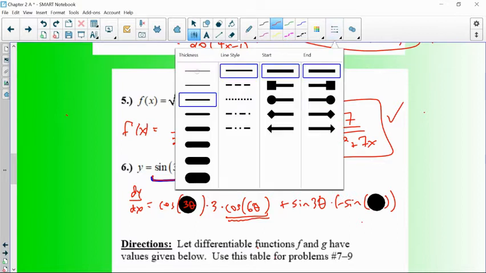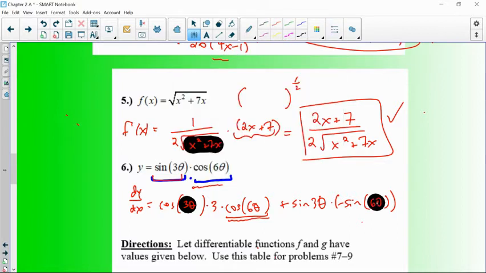Oops. Got to change that. So that's 6 theta. And then because that's an inner function, the derivative of 6 theta, which is 6. So within the structure of product rule, you're only doing one derivative at a time. So if you're only doing one derivative at a time and you're not doing the derivative of the other thing, it doesn't need the chain. So then let's go ahead and simplify.